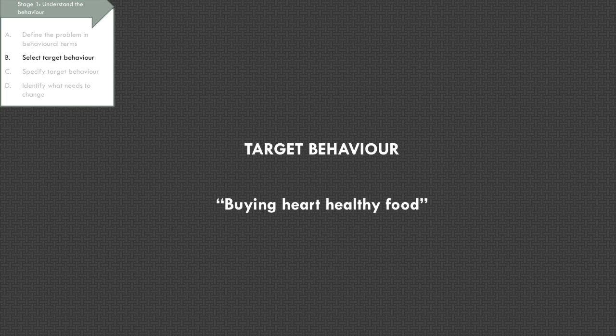So now that we've decided on the target behaviour, the next step is to specify the behaviour in appropriate detail and try to put the behaviour in its context. I think what the authors are trying to get us to do here is to be really precise about the behaviour and try to be really clear on what it is that we're trying to change. And they recommend that we try to specify the behaviour by asking ourselves 6 different questions.